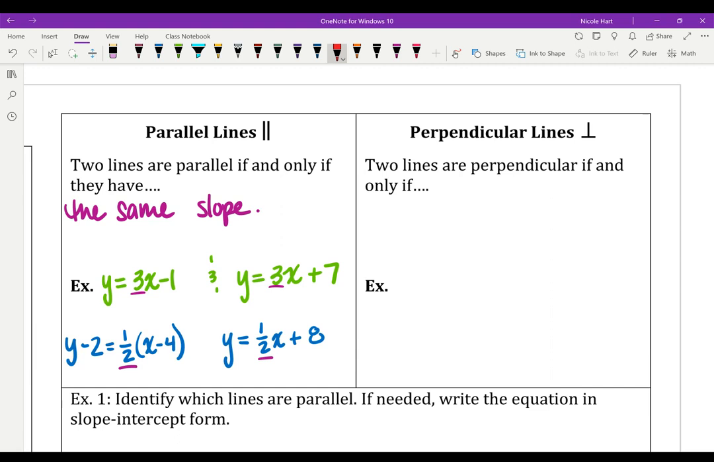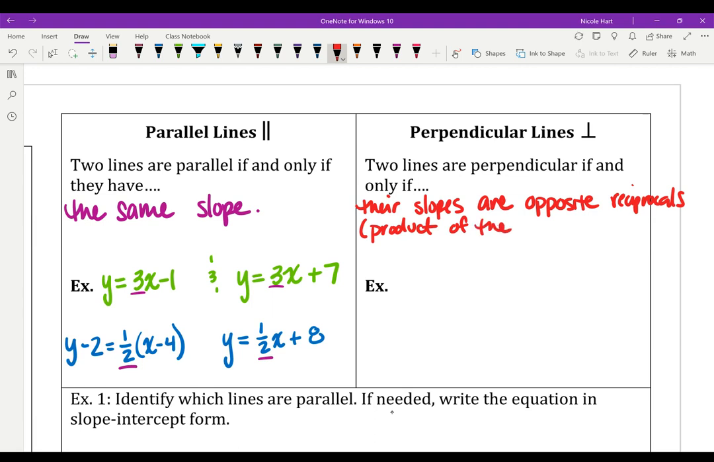Two lines are perpendicular if and only if their slopes are opposite reciprocals. And you can check this to see if the product, which means multiply, so the product of the slopes equals -1. The product of the slopes equals -1.